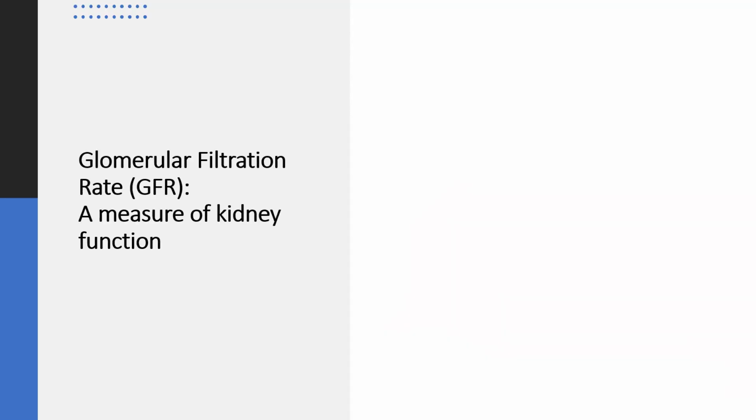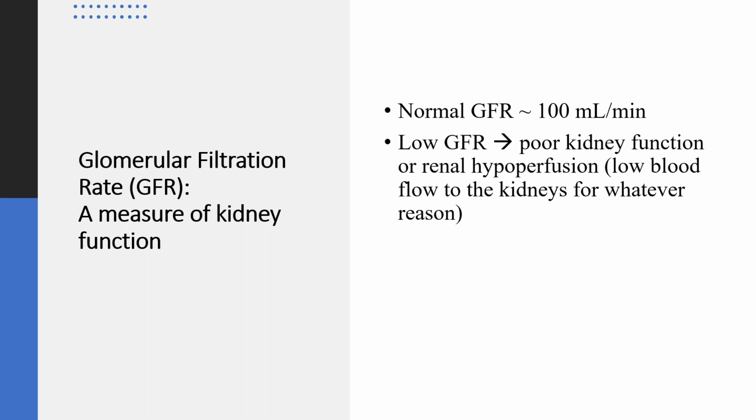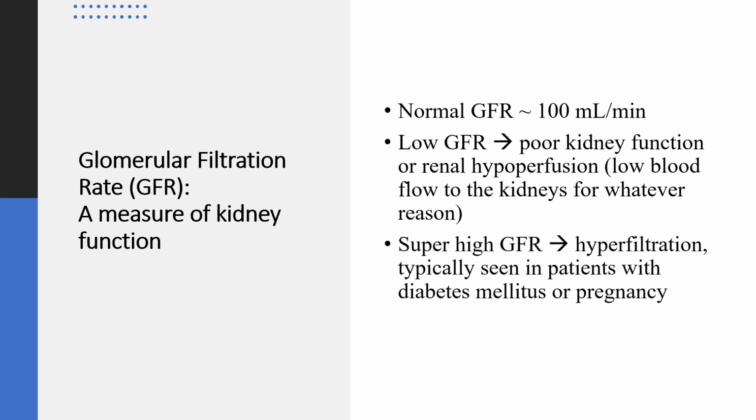Let's first discuss glomerular filtration rate, commonly abbreviated as GFR. Clinically, GFR is used to assess kidney function. Normal GFR has a wide range, but on average, we can approximate it as 100 ml per minute. Low GFR indicates poor kidney function or renal hypoperfusion due to low blood flow to the kidneys for whatever reason, while super high levels indicate hyperfiltrative states, commonly seen in patients with diabetes mellitus or pregnancy.